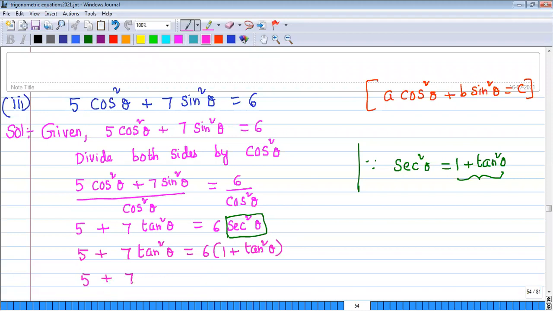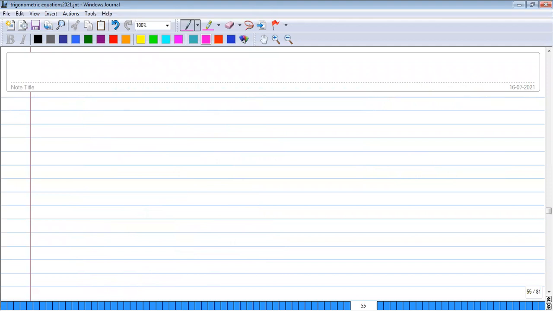5 plus 7 tan square theta, 6 plus 6 tan square theta. Now what shall we do now? Take 6 tan square theta this side, 5 that side. So what do you get now here? 7 tan square theta minus 6 tan square theta is equal to 6 minus 5.